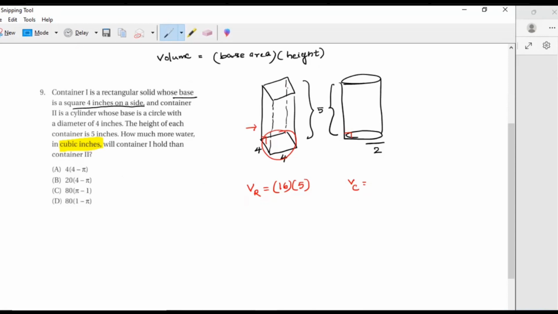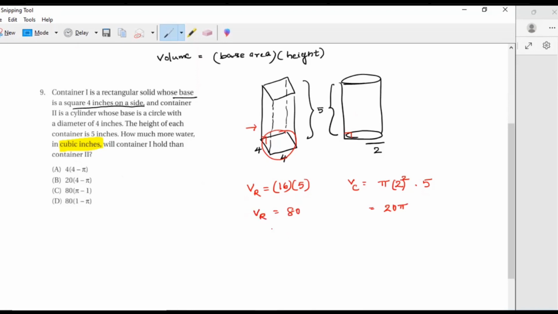Again, same volume formula. What is the shape of the base here? Circle. What is the area of a circle formula? Pi r squared. That's the base area. You multiply that by the height. What is 2 squared? 4 times 5? 20. So 20 pi is the volume of the cylinder. And what is 16 times 5? 80. So 80 is the volume of the rectangular solid.